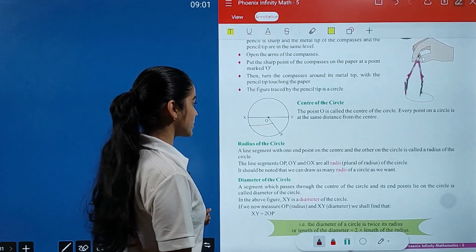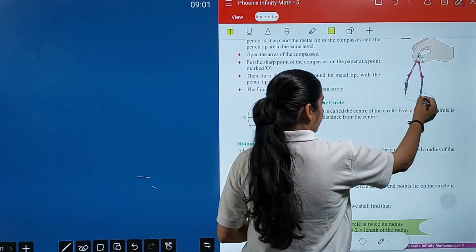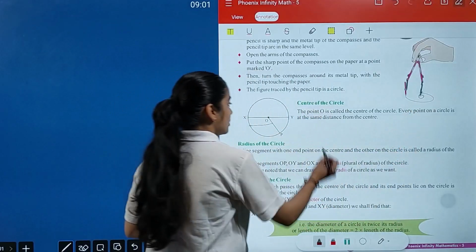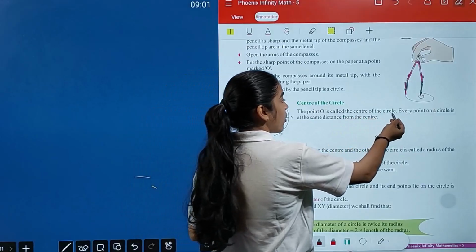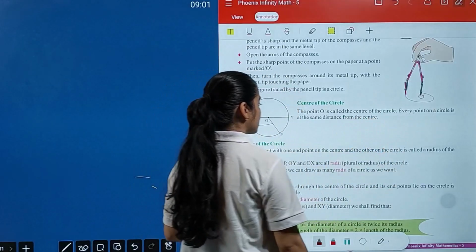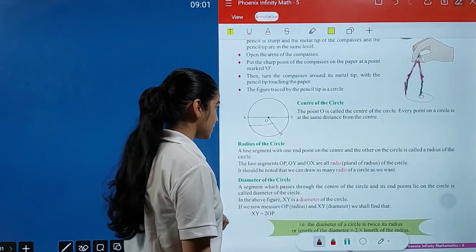Now, center of a circle. The point you placed here, the point O, is called the center of the circle. Every point on a circle is at the same distance from the center.